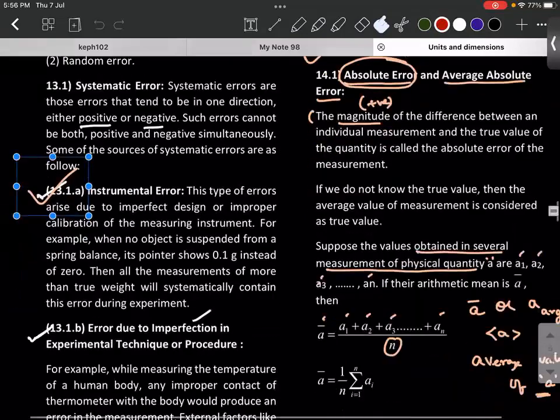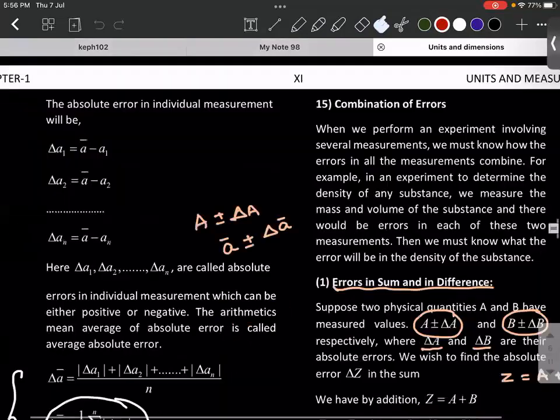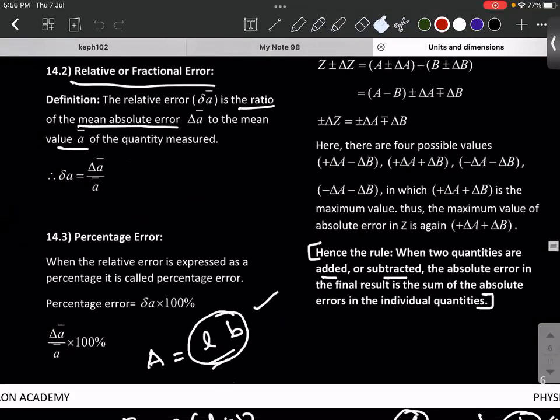Then we saw how to calculate the errors for different types of combinations of physical quantities. Z is a physical quantity which is the sum of two other physical quantities, A plus B, or the difference of two other physical quantities, A minus B. Then what will happen in reality? Each input value will definitely have an error. I gave you this in the previous class.